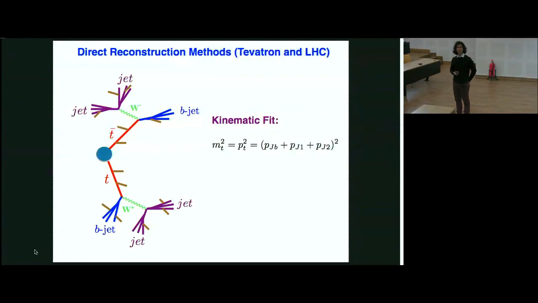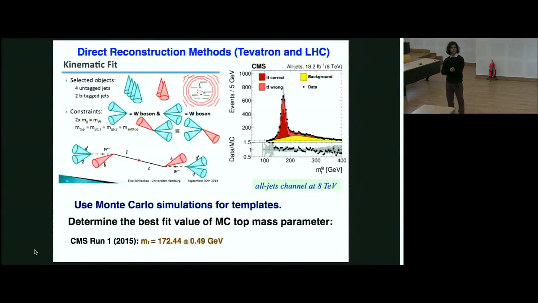Let's talk about the direct reconstruction methods, which are being used at the Tevatron and the LHC. The idea is that you have a top quark and it decays. You square the sum of momenta of all the decayed particles, and you need a hadronic decay of the top to be able to do that. One of the methods is called the template method, and these methods rely on Monte Carlo simulations for templates, and it determines the best fit value of the Monte Carlo top mass parameter, which is the value I quoted before.